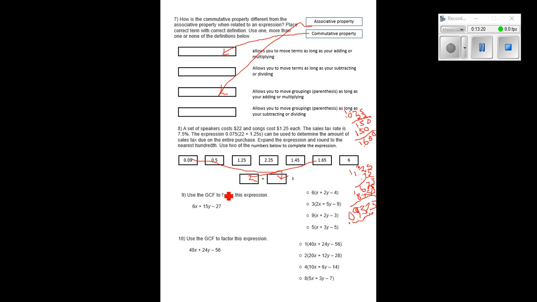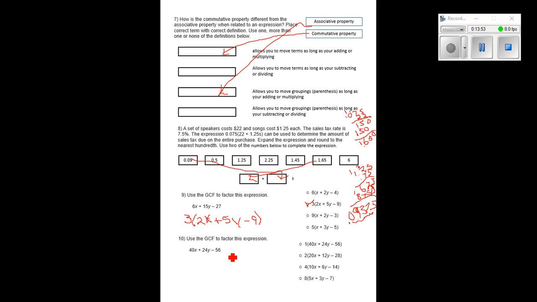All right, let's get number 9 out of the way. Use the greatest common factor to factor this expression. As I look at this, I see that I can factor 3 out of each one of these. 3 times 2x will give me 6x. 3 times 5y will give me 15y. And 3 times negative 9 will give me negative 27. So my right answer must be right here.